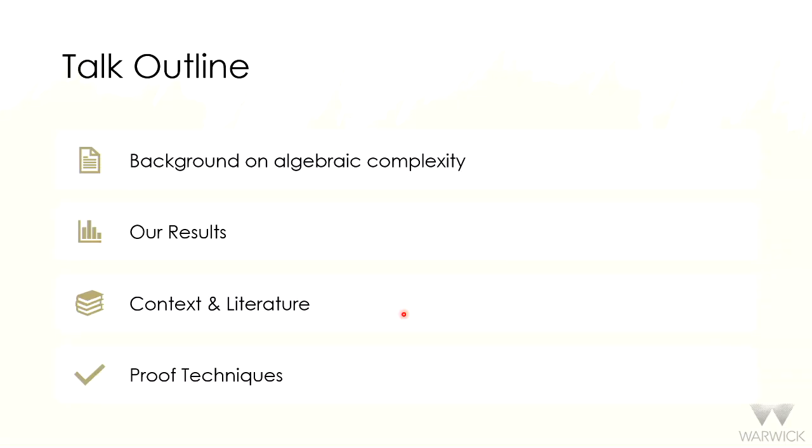Okay, and here's the brief outline. So I'll start out by giving some background on algebraic complexity, enough to be able to state the main results of our work. But most of the time I want to spend on really contextualizing our results and talking about the literature at large. And then if I have time at the end, I'll talk a little bit about the proofs.